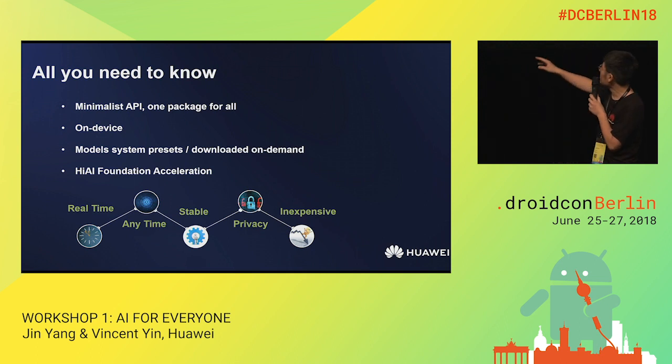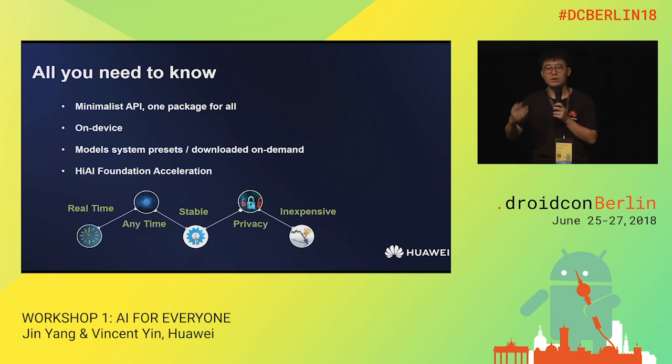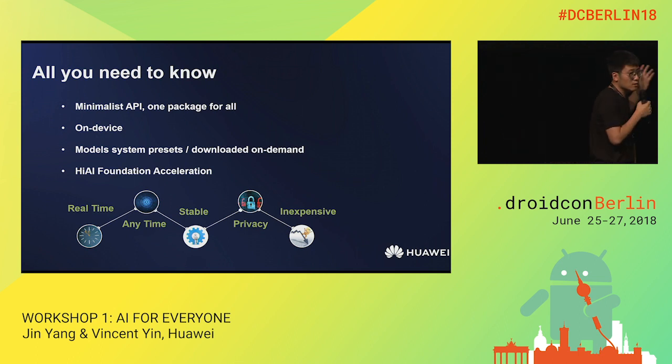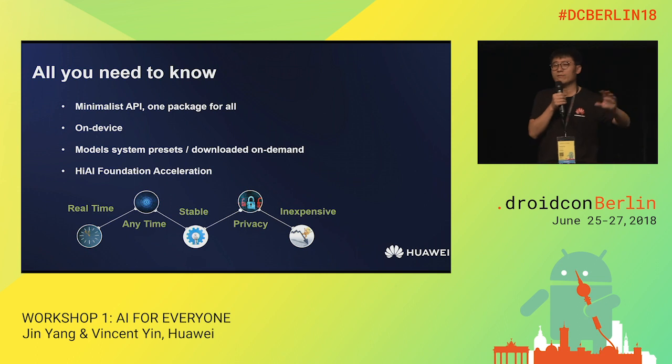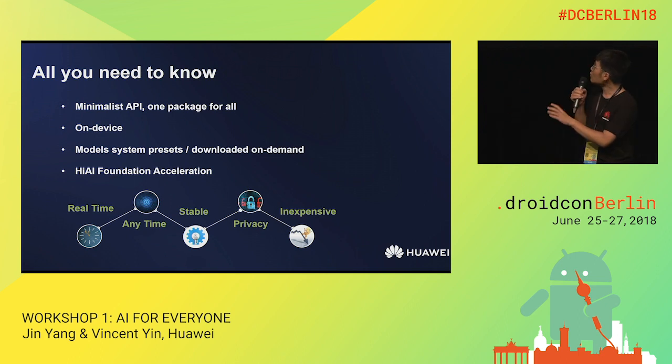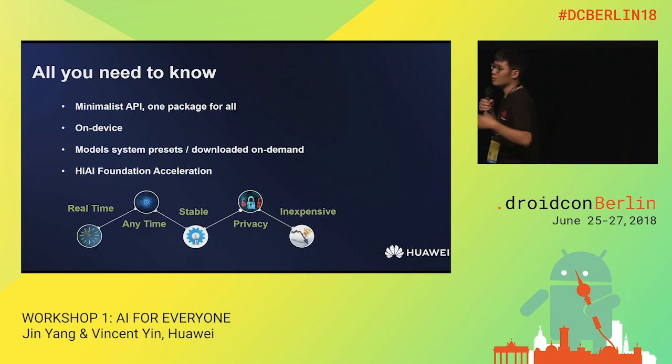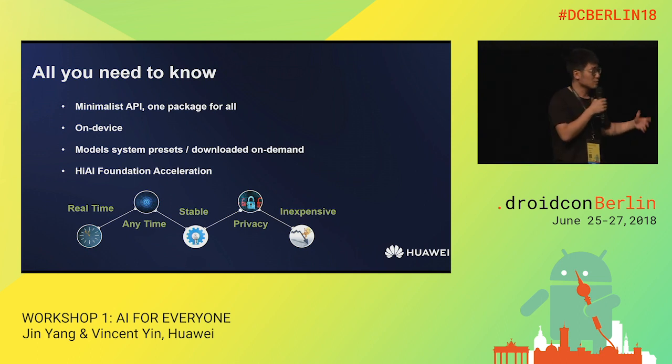Yes, this is so we are safe. And you can use it anytime, anywhere. And we also now know that the models are system presets or downloaded on demand. We already mentioned it. And the previous speaker said we have a HUAWEI function. So the function is about how to accelerate your models. If you use the API the engine layer provided, you also share both the function acceleration, and you can use the minimalist API. So you all get them.